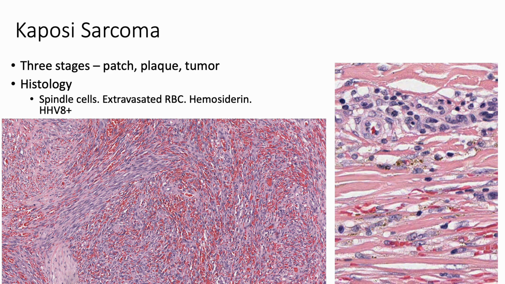If you're not sure, you can do Perls iron stain or Prussian blue stain to highlight them. And HHV8 is 100% sensitive and specific. So that is the stain to go.